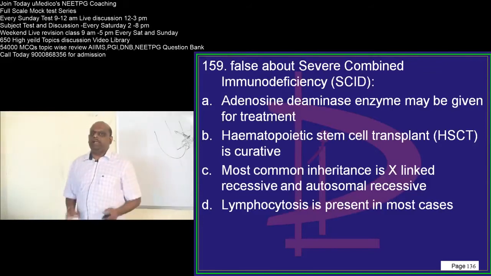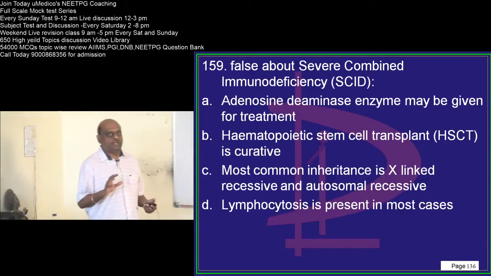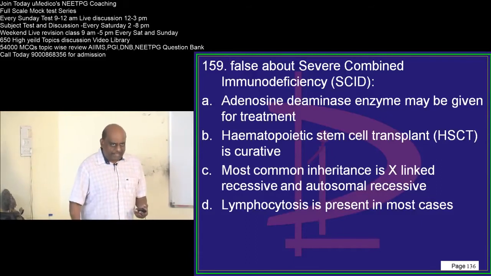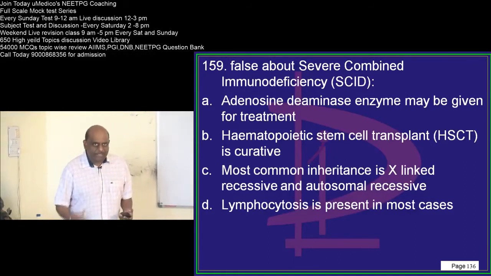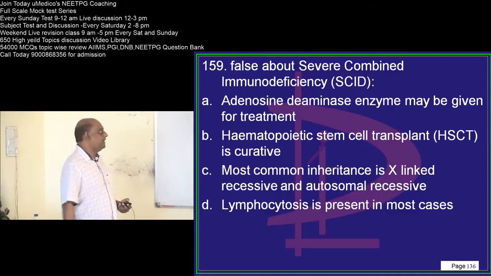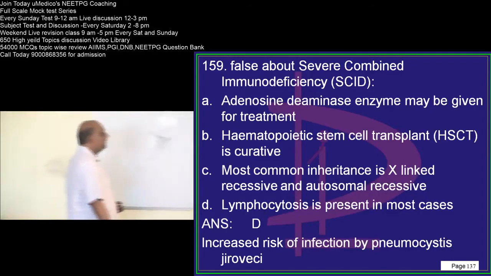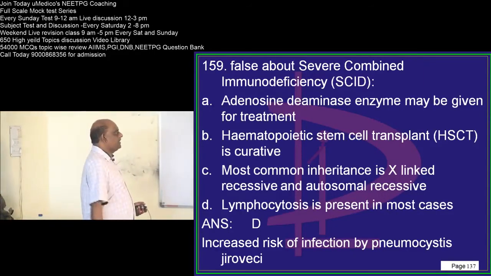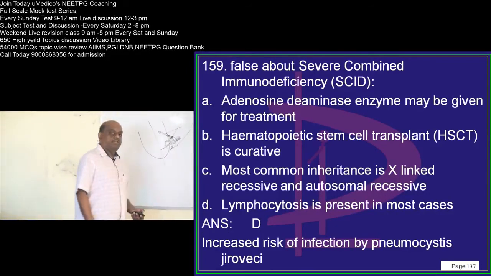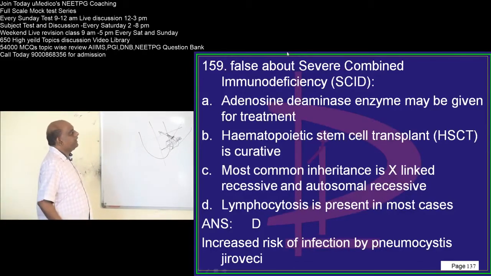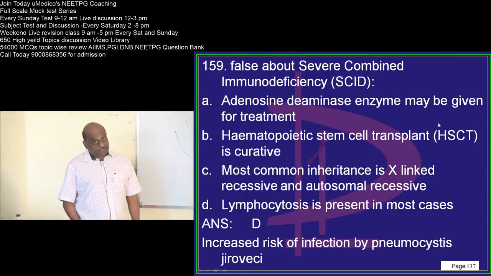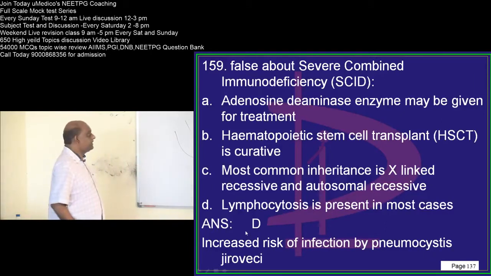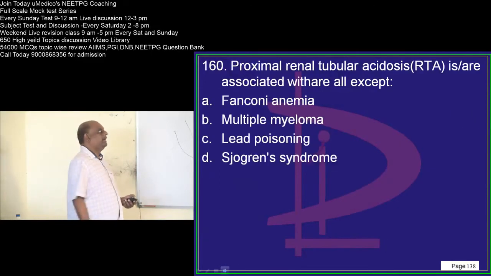One question invariably comes on different types of immunodeficiency syndromes: Job syndrome, Chediak-Higashi syndrome, severe combined immunodeficiency, etc., which you have to be very sure about. There is an increased risk of infection with Pneumocystis jirovecii, and you can give adenosine deaminase. Stem cell transplantation is a part of the treatment. It can be both X-linked recessive or autosomal recessive. They're all the features which are associated with severe combined immunodeficiency.